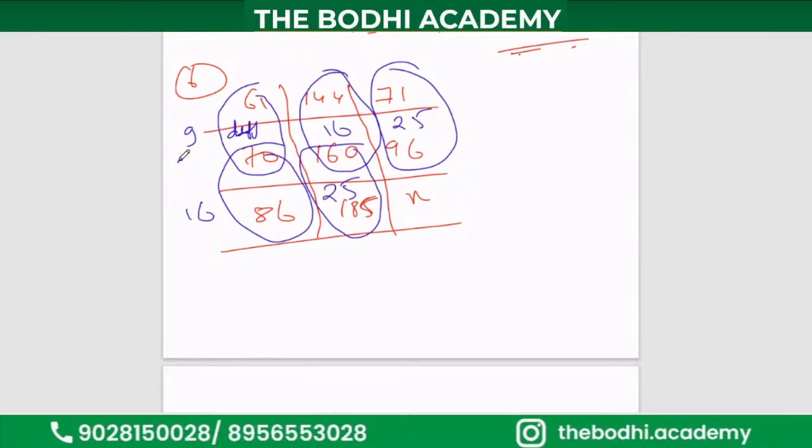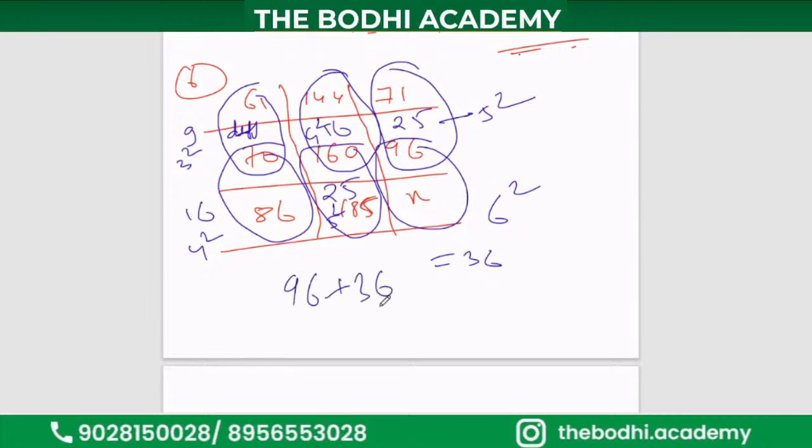See, this was the 3 square, this is the 4 square. This was the 4 square, this is the 5 square. Now, if this one is the 5 square, so this should be what? 6 square. 6 square is what? 36. That means the difference between 96 and the answer should be 36. 96 plus 36, you have to get the answer. It will be 132. Question number 6 is 132.